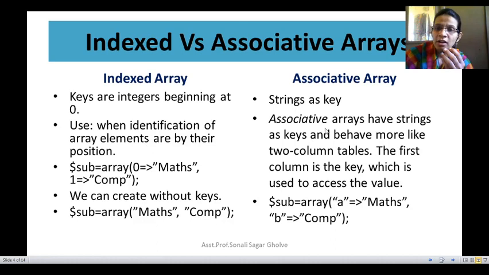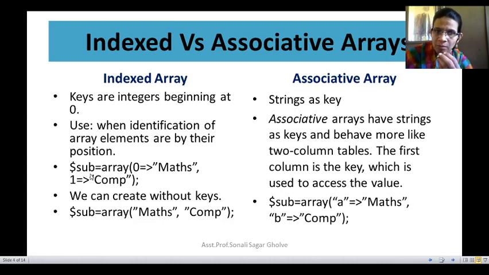Associative arrays have a string as a key and behave more like two-column tables. It's like this. Here we are considering the key and value. So the key is in one column and we consider the values in another column. The first column is the key which is used to access the value.